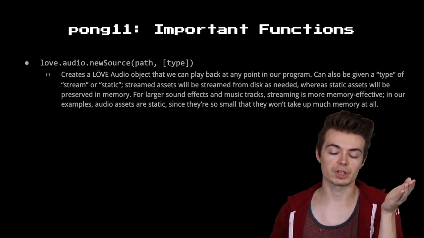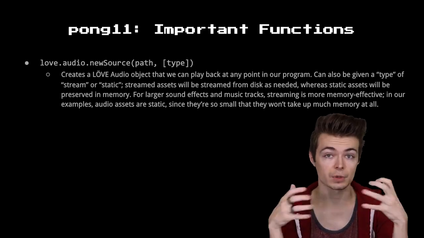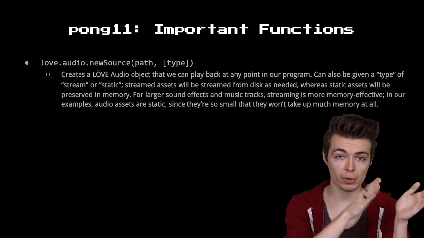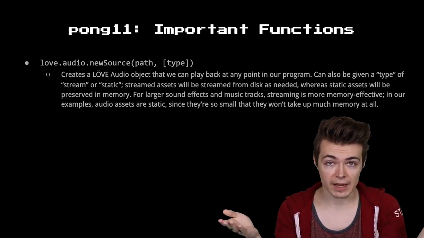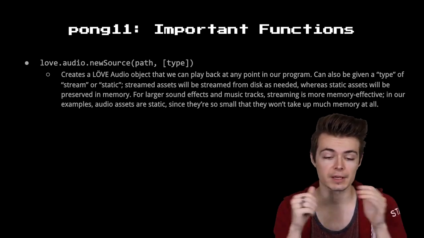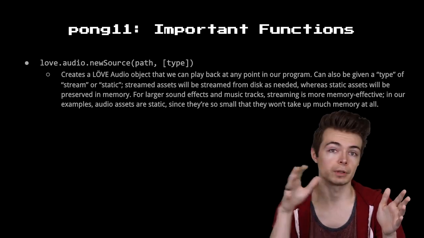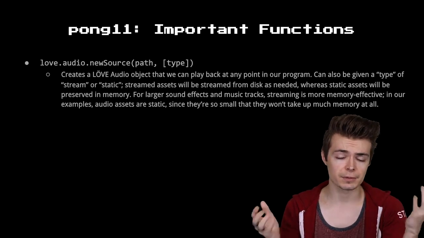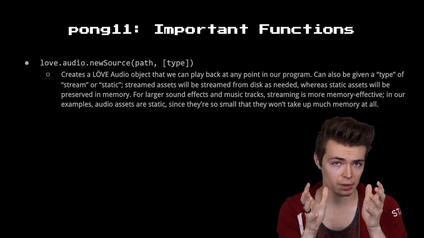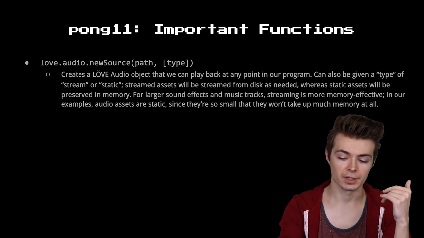So the most important function we'll look at here is love.audio.newSource, which creates an audio object. It points to a path, which is where it's going to find an audio file, a .wav, .mp3, whatever you have in your directory, and it can optionally take a type: whether it's streamed, so it'll load the audio dynamically, which can be useful if it's large and you have a bunch of audio files, or static, meaning it's going to be stored in memory somewhere, and therefore it'll load faster, but it's going to incur memory usage.